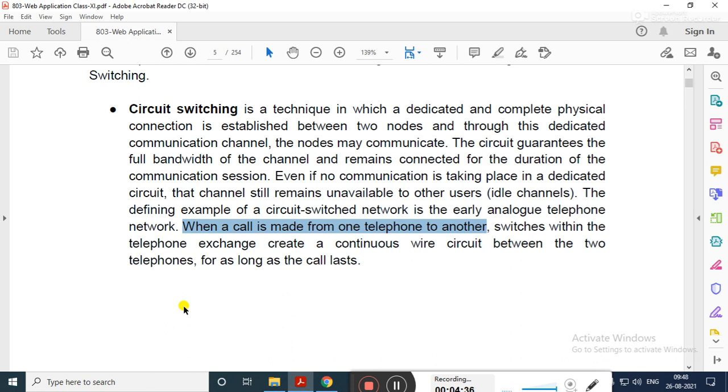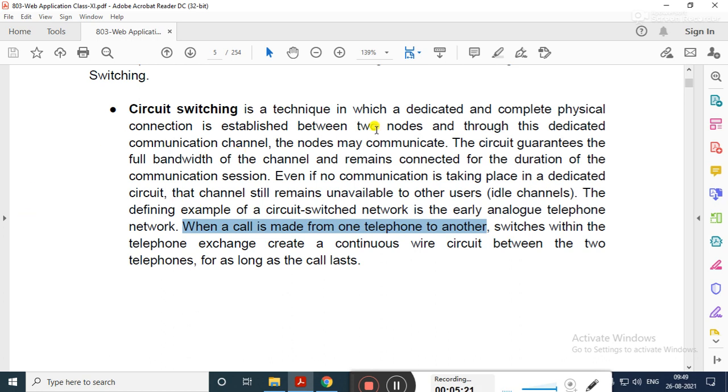So when you call another person by your landline telephone number, one circuit switching technique takes place between these two, for as long as the call lasts. That means via that wire, the messages will pass every time as long as you hold the call, until you cut the call or put down the receiver. So this is the process.